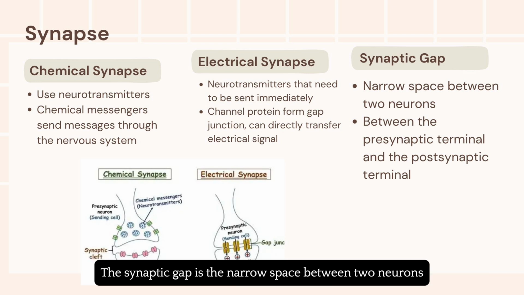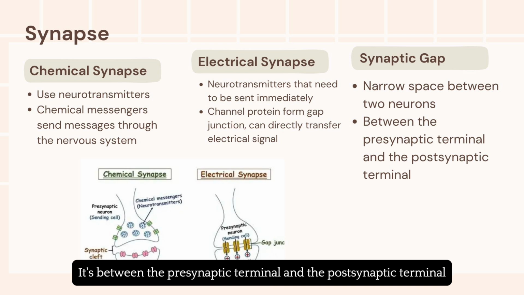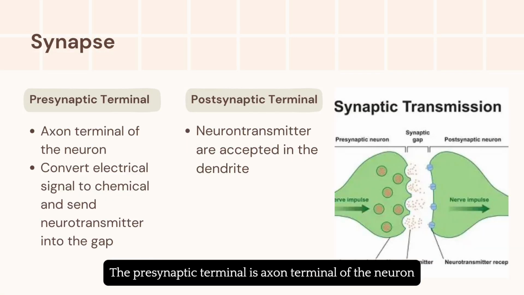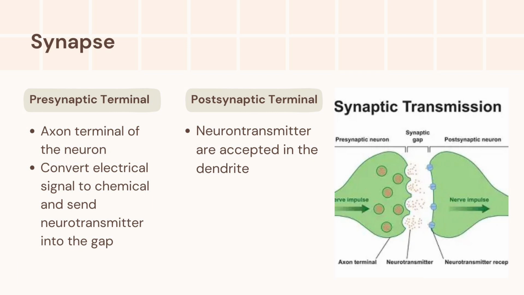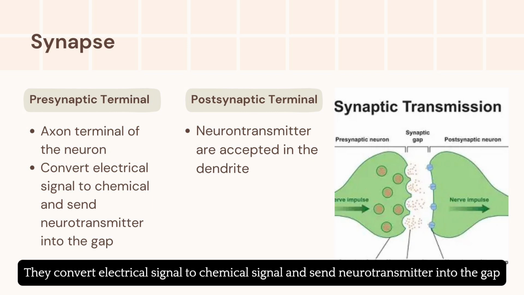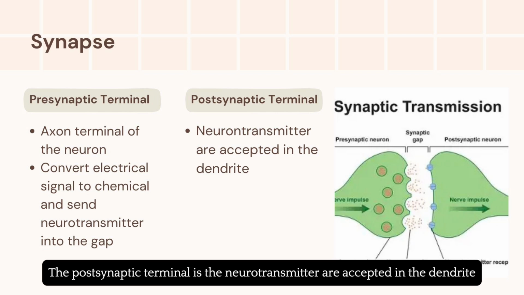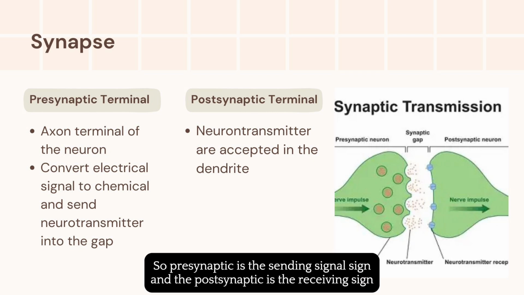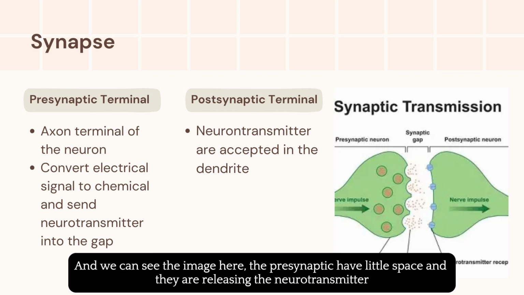And the synaptic gap is a narrow space between the two neurons. It's between the presynaptic terminal and the postsynaptic terminal. The presynaptic terminal is the axon terminal of the neuron, and it converts the electrical signal to a chemical signal and then sends neurotransmitter into the gap. The postsynaptic terminal is where the neurotransmitters are accepted, in the dendrite. So presynaptic is the sending side, and postsynaptic is the receiving side. And we can see the image here. The presynaptic side has a little space, and they are releasing the neurotransmitter.